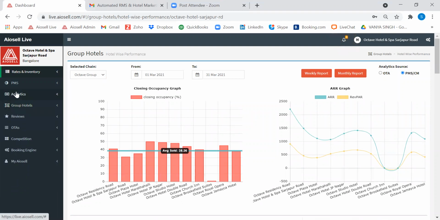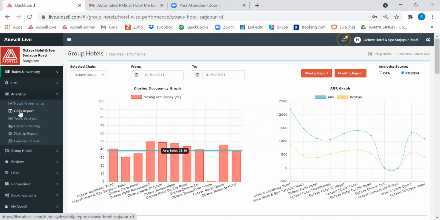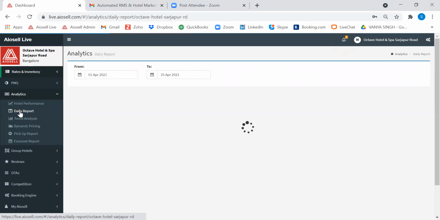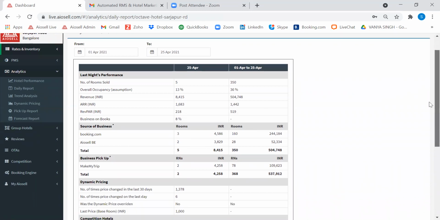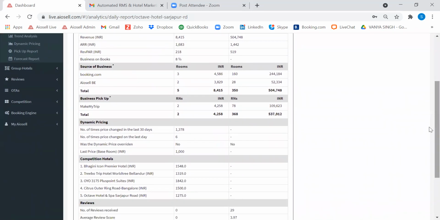Now, in case one would like to see that for a standalone property, we have a daily report. This is for individual properties. Again, this daily report can be configured to come to your email addresses, which will have the last night's performance in terms of occupancy, revenue, ARR, RevPAR, what is the business on books, which sources of business have actually performed the previous night, which sources have picked up business, how many times the dynamic pricing system of IOCL has changed the prices, and what was the last price of the hotel against what were the competition hotel prices.